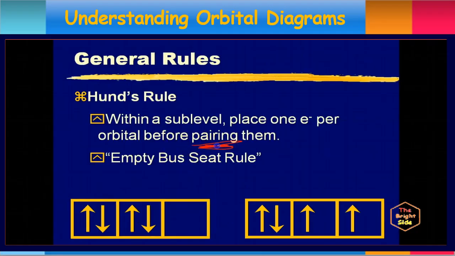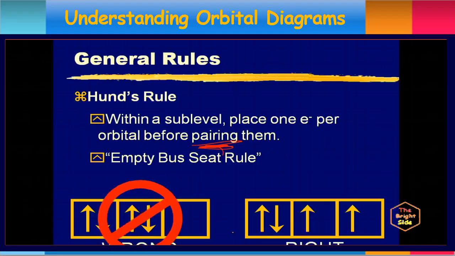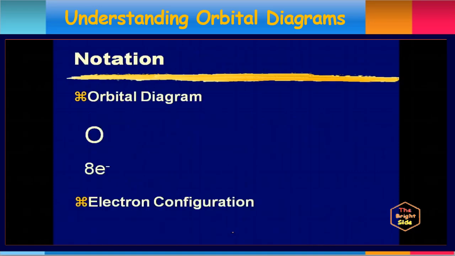Empty bus seat rule. You always go to the empty seat first, and then if no empty seats are available, you go to the one with 1 of them. So you see here, it was filled based on 1 up, 1 down, which is not correct. Everybody gets 1, and then somebody gets a pair. So the second picture is the correct one.